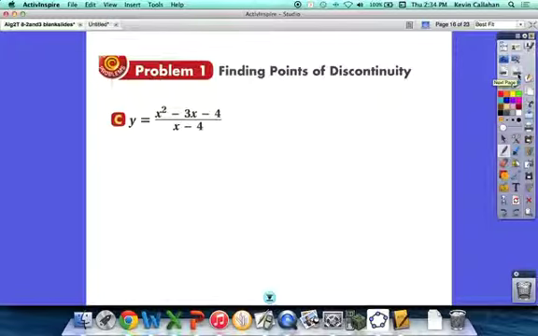Points of discontinuity. 4, right? I mean, there's only one factor. So you're going to say the point of discontinuity is x equals 4. Okay? Is that a hole or a vertical asymptote? How do you know? You have to factor the numerator and see if there's a factor that cancels with that.